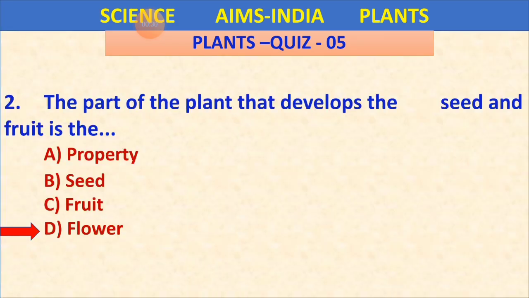Now, the next question. The part of the plant that develops the seed and fruit is what? Is it a root, seed, fruit or flower? The answer is given here for you. It is a flower. From the flower we will get seeds, and from those seeds we will get fruit.